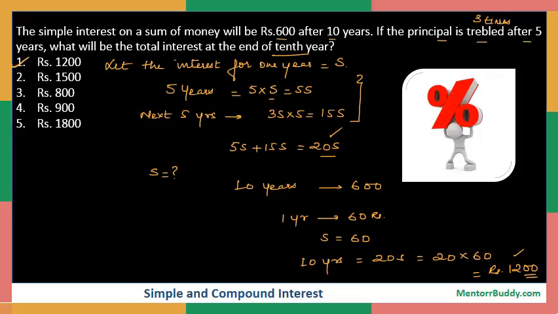That is option number 1. So this is how easily we can solve such a question. The only trick here was that for the first 5 years it was a different interest, and for the next 5 years it was a different interest value, because the principal got trebled. That is, it becomes 3 times of the initial principal value. Rest everything remains the same. And thus if the principal gets trebled, the interest also gets trebled from the 6th year onwards. Thus the total interest value comes out as 20 times of the interest of 1 year.